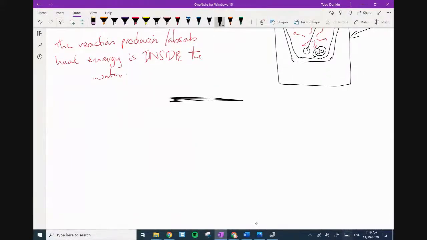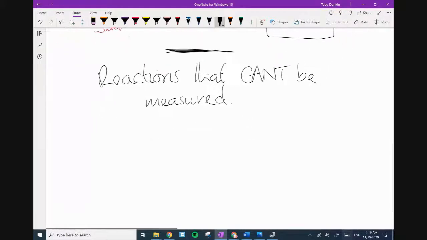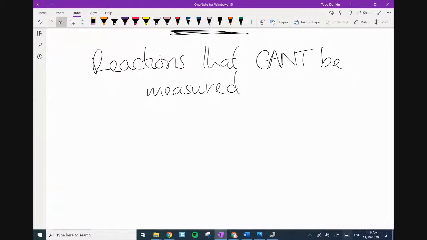So some reactions, let's just do a title. Reactions, subtitle: reactions that can't be measured or are difficult to measure. Now the first one, which is a very important one for Edexcel.